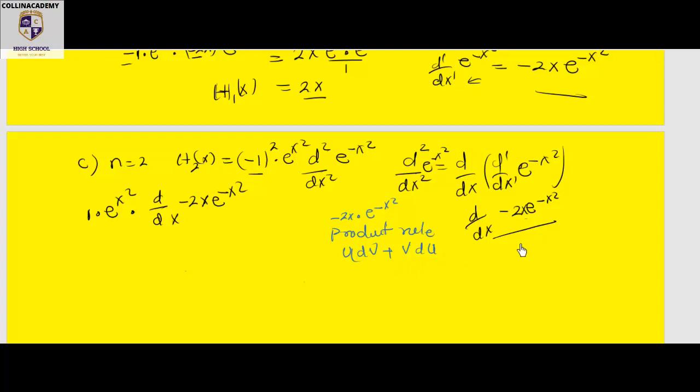So what's our u? Our u is -2x, so our du is -2. Our v is e^(-x squared), meaning that our dv is -2x e^(-x squared). We can replace that over here. So we have -2x times -2x e^(-x squared) plus v du.